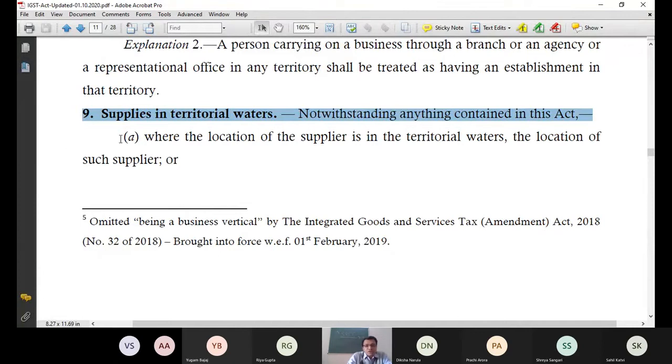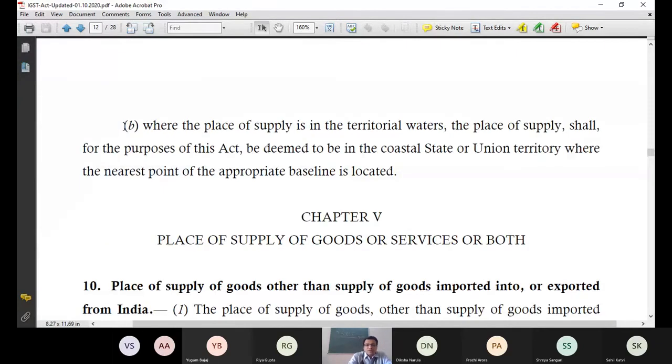Where the location of the supplier is in the territorial water, or where the place of supply is in the territorial water: in case you want to check the location of supplier, then the location of supplier shall be deemed to be in the coastal state or union territory where the nearest point of the appropriate baseline is located. Similarly, where the place of supply is in the territorial water, the place of supply will be deemed to be in the coastal state or union territory where the nearest appropriate baseline is located.